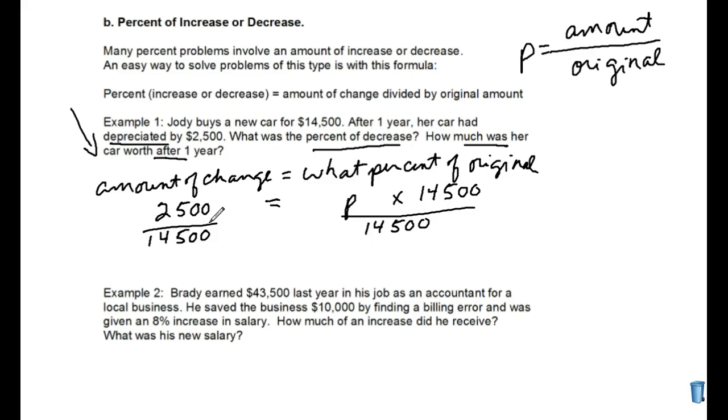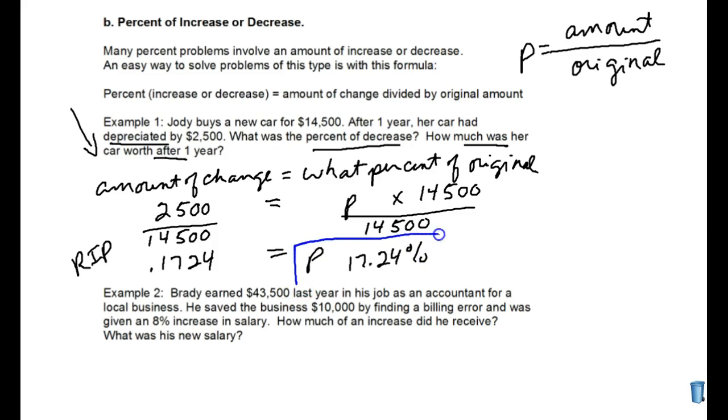When you do that, it doesn't come out to be a nice even percent. You get something like 0.1724 decimal. That's my percent. Well, of course, that's the decimal format, isn't it? To change that into its percent, I'm going to go right into percent. It's going to be 17.24%. So her car depreciated a lot, about 17%.